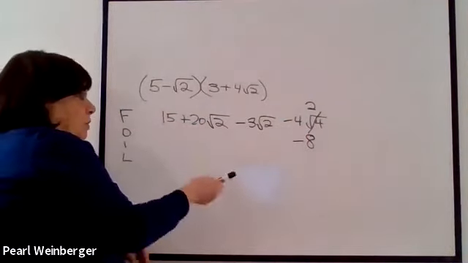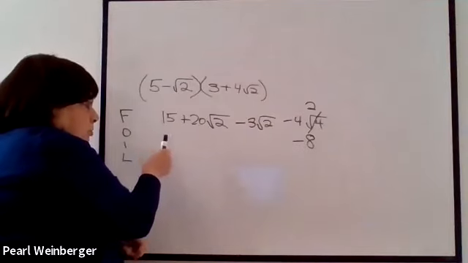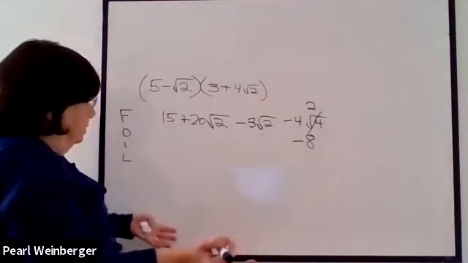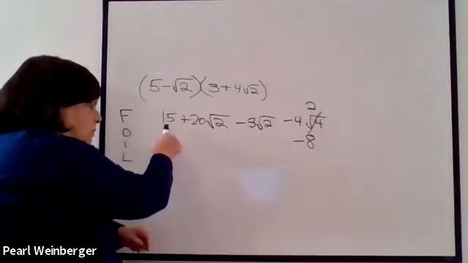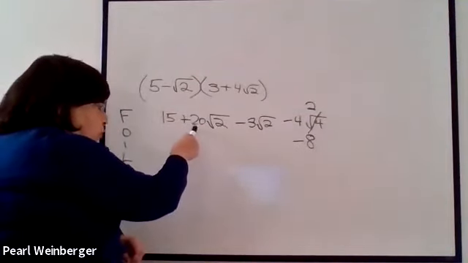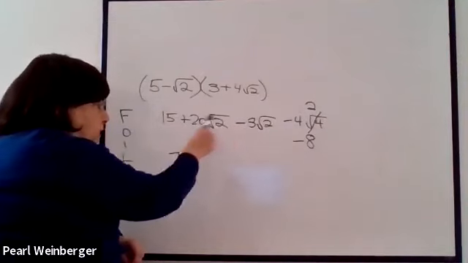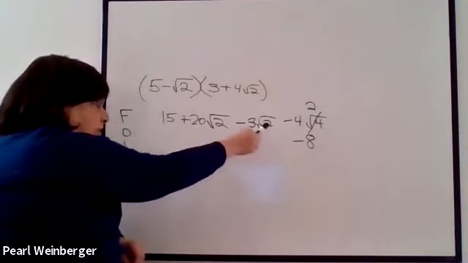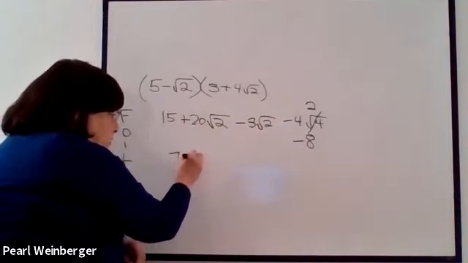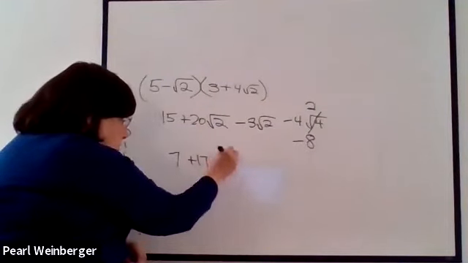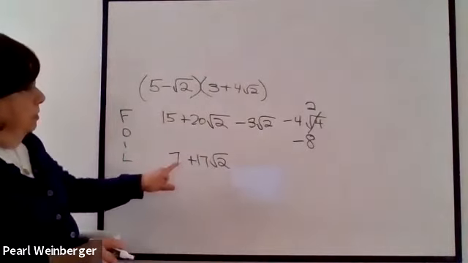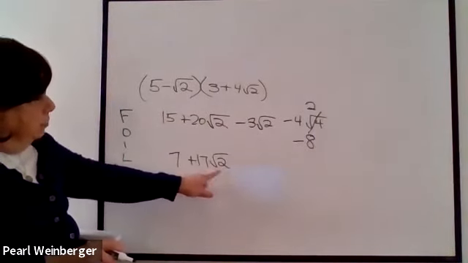After I simplify that, I can see that my like terms are the positive 15 and the negative 8. They don't have any radicals next to them. They're just regular numbers. They can be combined. 15 minus 8 gives me 7. And the 20 radical 2 minus the 3 radical 2 are like radicals because they're the same number inside the radical. So all I have to do is 20 minus 3, which is 17. And my answer becomes 7 plus 17 radical 2.